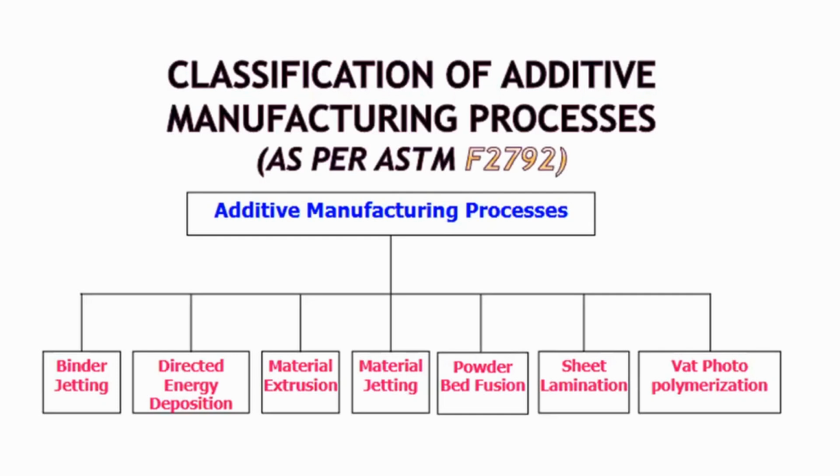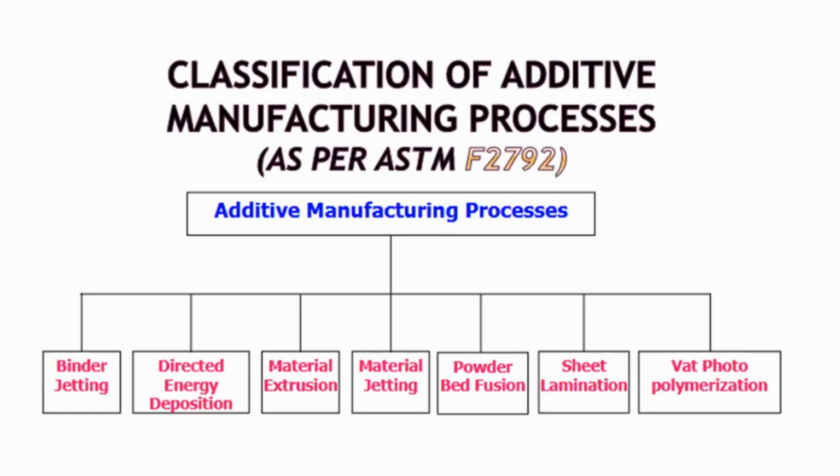Yeah, so this is the broad classification of additive manufacturing processes as per ASTM, American Society for Testing and Materials, F2792, additive manufacturing process classification. Most of the processes are there in your syllabus. If you see binder jetting, this is there in your first unit.